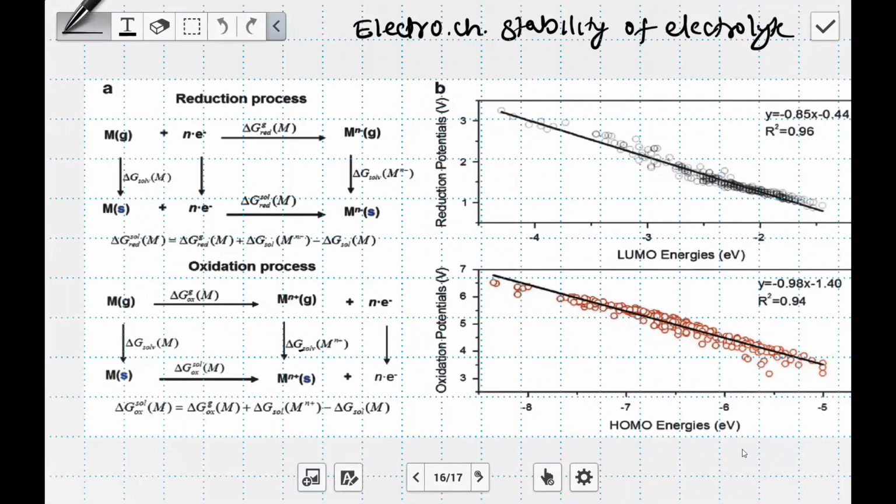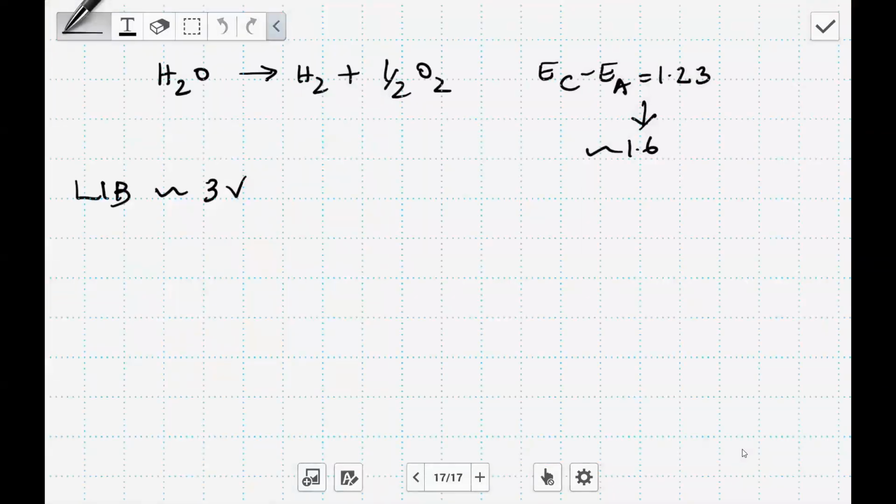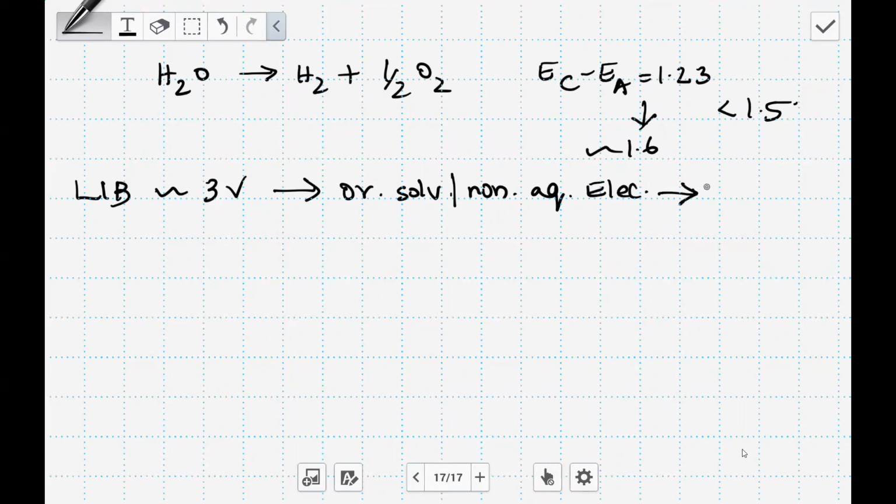So what is the voltage window? Here the voltage window of stability of aqueous compounds is, let's say, below 1.5. Likewise, you have non-aqueous organic solvents; these are all non-aqueous electrolytes. So you ask the question: what is the voltage window within which these things are stable? Okay, so for stability, that's the question you try to ask.